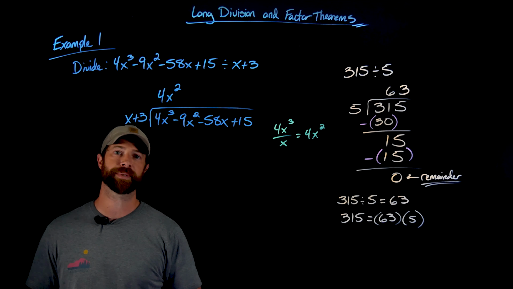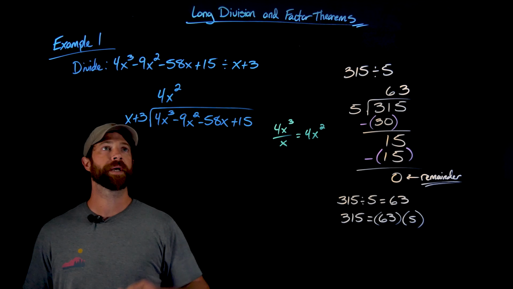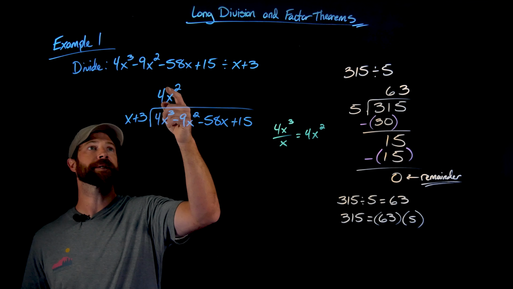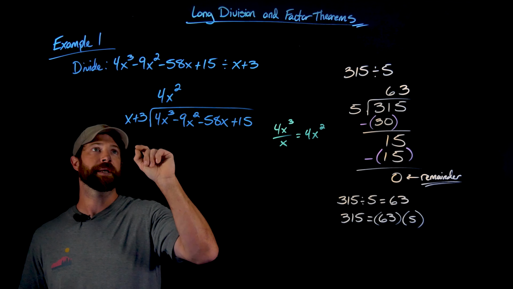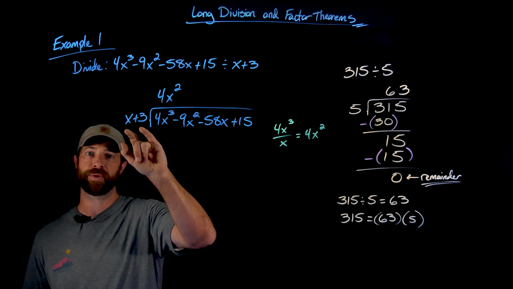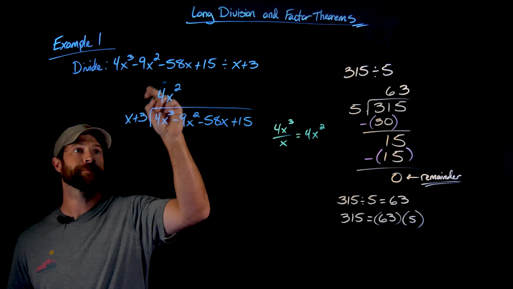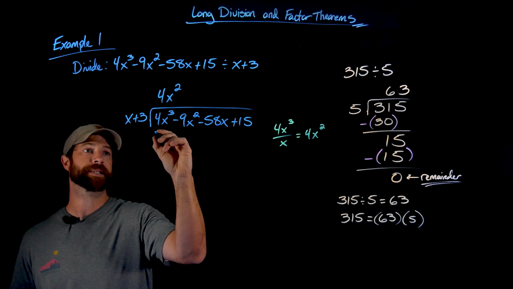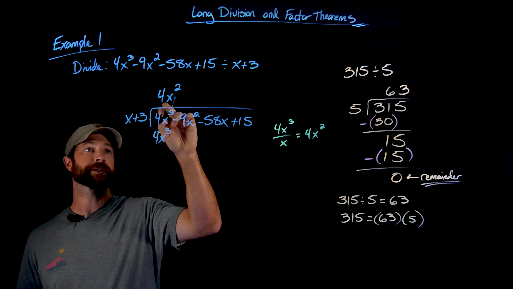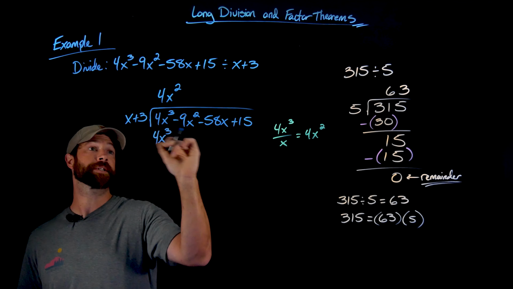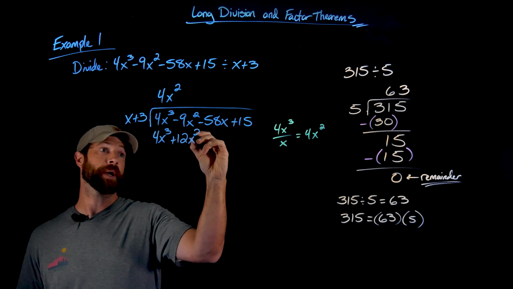All right, so there's that first process. We've decided what we're multiplying by. Again, how many times does this term go into this term? Now what we're going to do is multiply the 4x squared by this divisor x plus 3. Importantly here, since there are two terms, I'm using distribution, multiplying each of those terms. 4x squared times x is 4x cubed. That's what we're looking for. 4x squared times positive 3 is plus 12x squared.